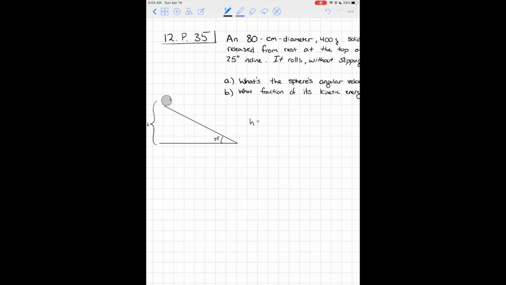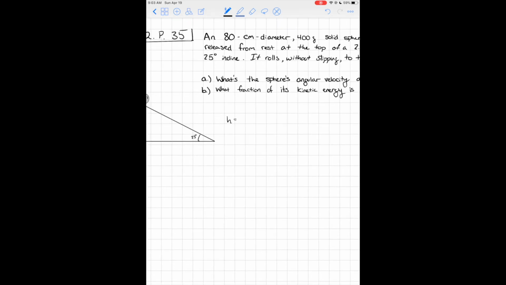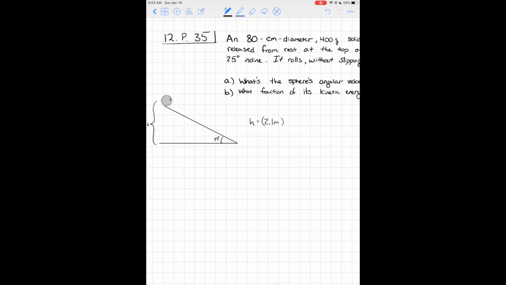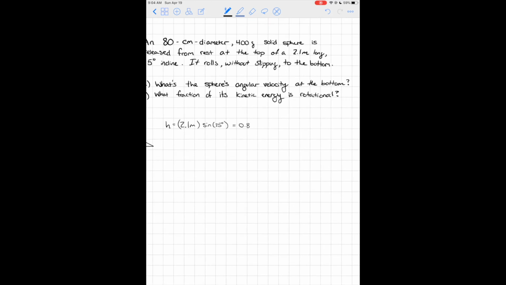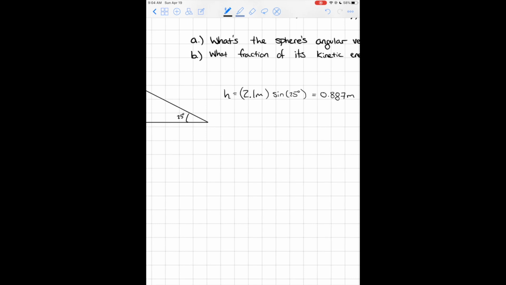H is going to be this side of our triangle. We know the hypotenuse is 2.1 meters. Let's try that again. 2.1 meters times, this is the opposite side, so we need to use sine of 25 degrees. And when we do that out, we get 0.887 meters. That'll be our working height for this problem.